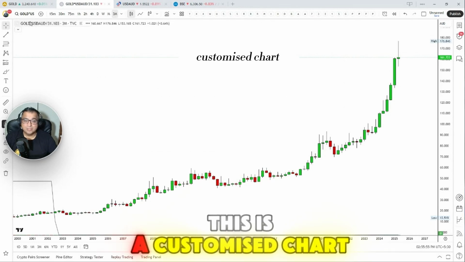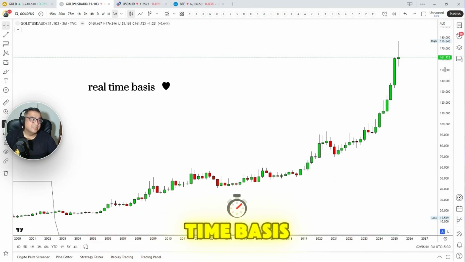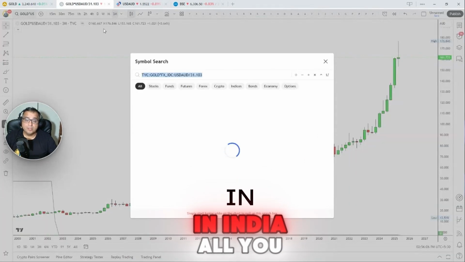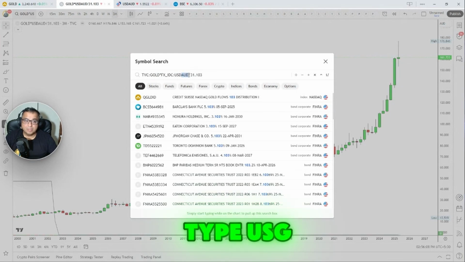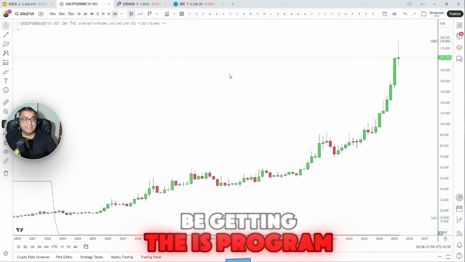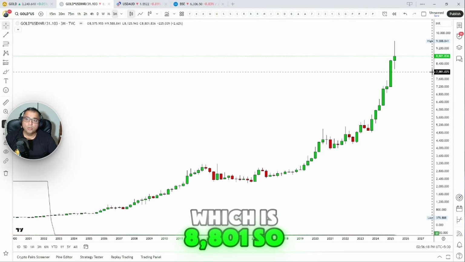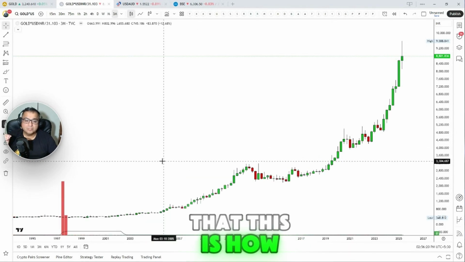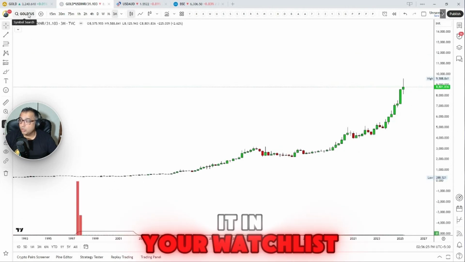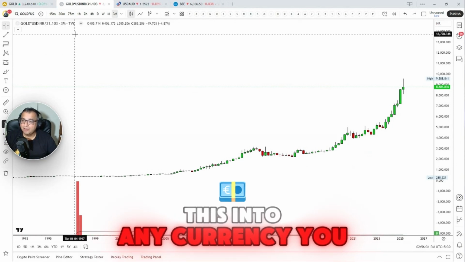This is a customized chart which gives you the price converted on real time basis of what is the price per gram in Australian dollar. And if you are in India, all you have to do is just type USD INR, and you will be getting this per gram, which is 8,801. So I hope you got that clarity, that this is how you simply can get the chart, and you can save it in your watch list so you don't have to do it again and again. So you can convert this into any currency you want.